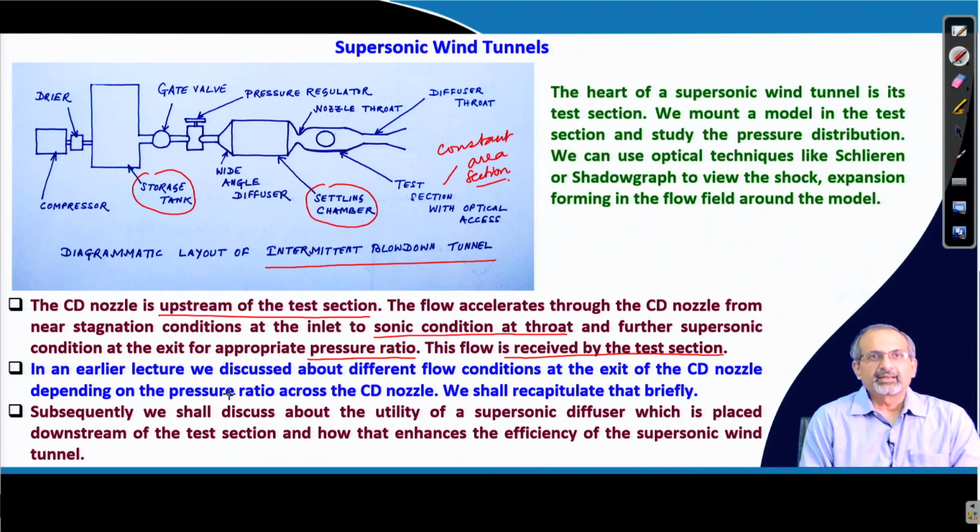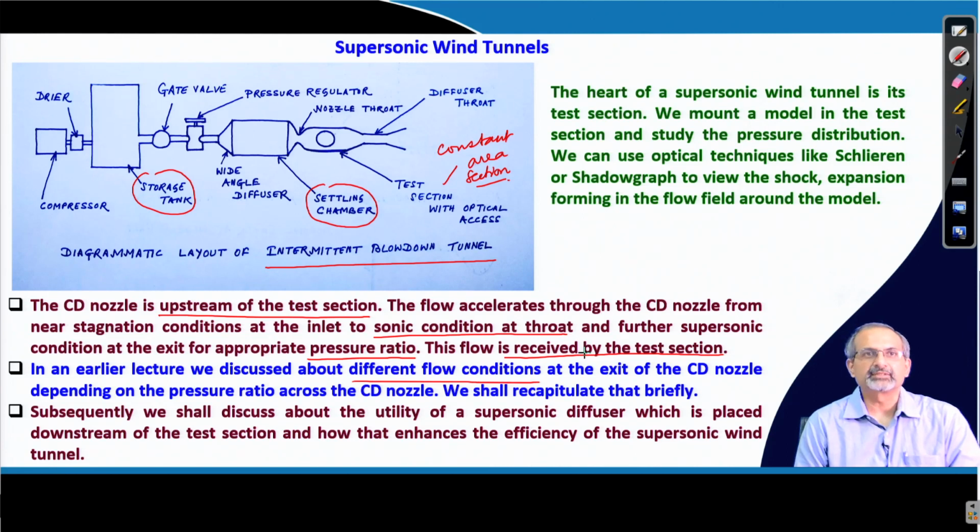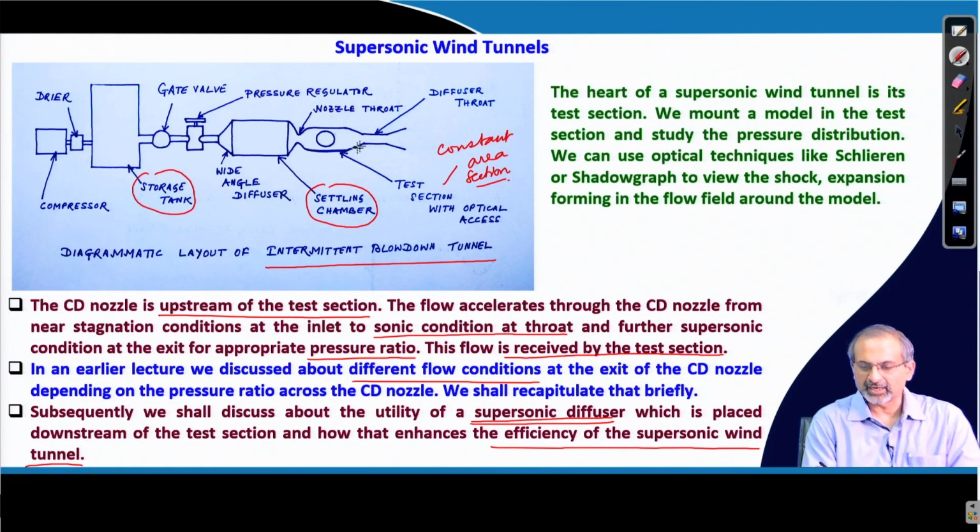Now, you may recall that in an earlier lecture we had discussed in detail about different flow conditions at the exit of a CD nozzle depending on the pressure ratio across the CD nozzle. So, we will very briefly recapitulate that, because that is a very essential part of discussion of supersonic wind tunnel design. And then once we are done with that, we will discuss about the utility of a supersonic diffuser which is placed downstream of the test section and how that may enhance the efficiency of the supersonic wind tunnel. So, that is the portion which has a lot of impact in improving the tunnel efficiency.